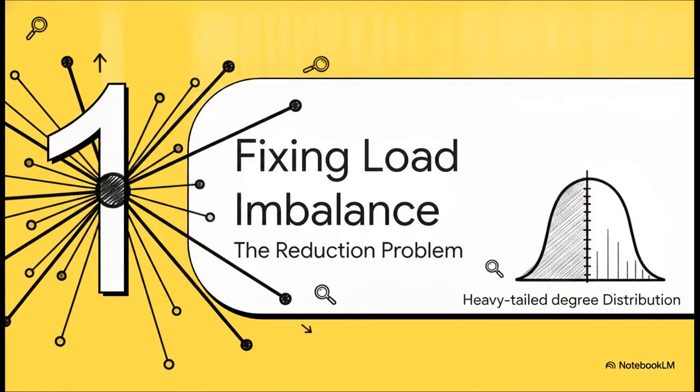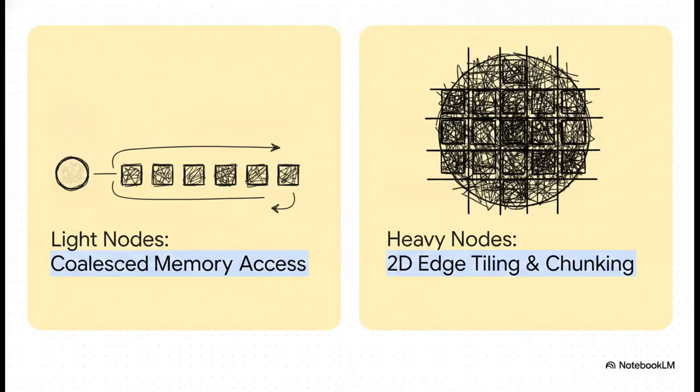Section 1. Fixing GNN load imbalance, the reduction problem. You know, real-world graphs almost never have a nice even distribution of connections. They have what we call heavy-tailed degree distributions. Think about social networks: a few massive influencers and millions of regular users. If we process every single node exactly the same way, those few massive nodes are going to completely stall the GPU. So the solution is degree-aware partitioning.